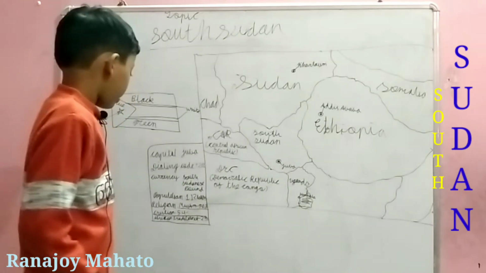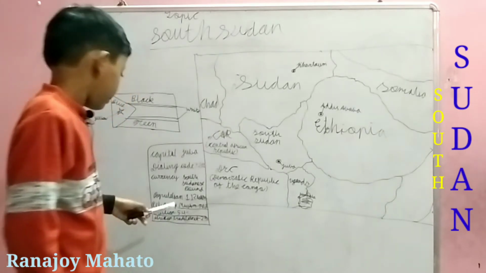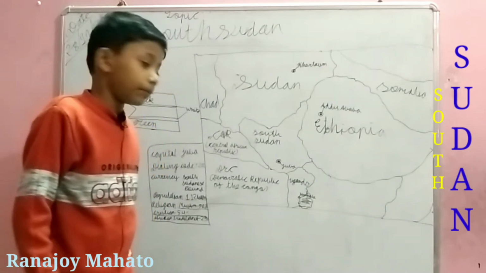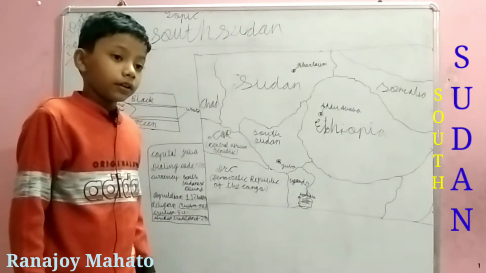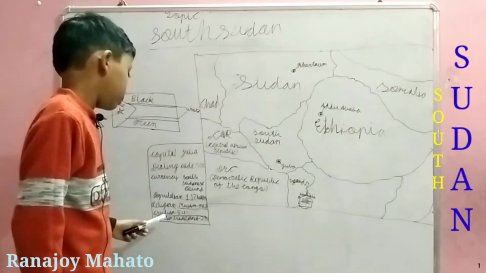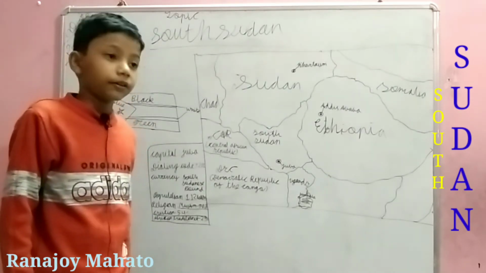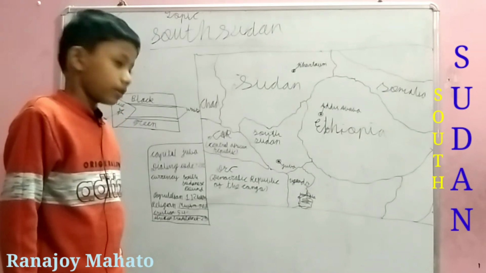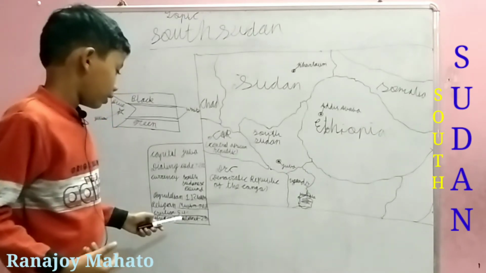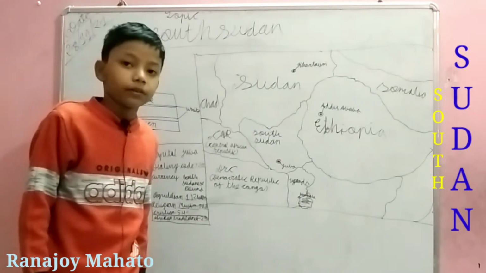Okay, now for religion. Muslim is the highest here, because 90.7% of the population is Muslim, and Christian is also here, which is 5.4% of the population of South Sudan. And lastly, it is African traditional, and 2.9% of the population is African traditional.